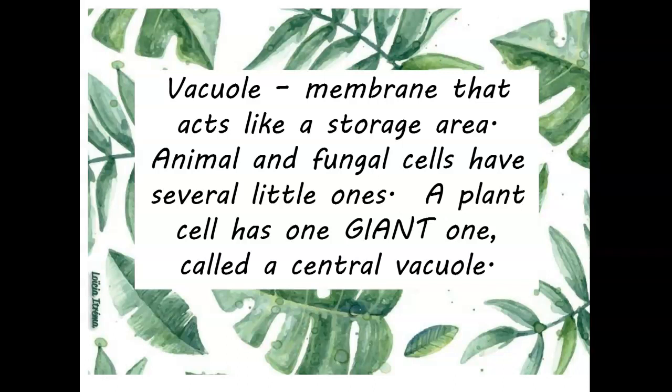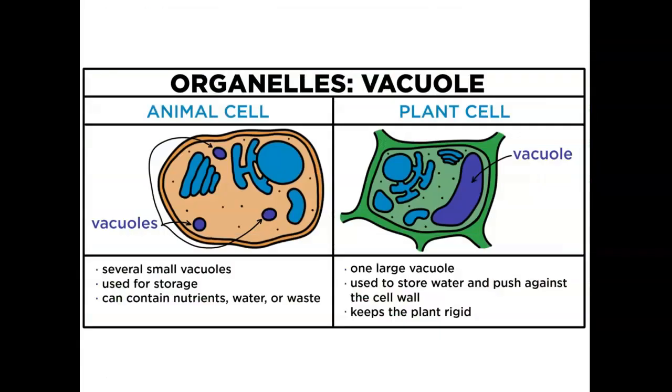Animal and fungal cells have them, and so do protists. Now, a plant does not have a vacuole. Instead, it has one giant one called the central vacuole. Remember, animal cells have a number of small vacuoles, but a plant cell has one giant vacuole.